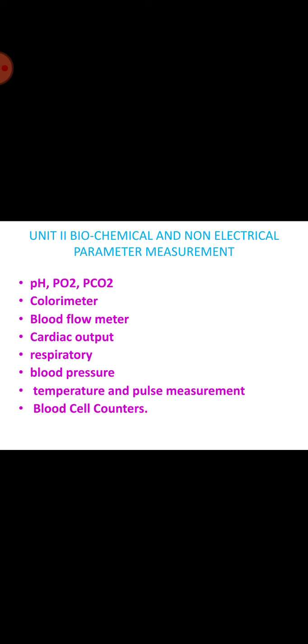Welcome to this module. In this module, we'll look into Unit 2 of Medical Electronics. Unit 2 deals with the measurements of pH, PO2 and PCO2. And then we'll be seeing calorimeter, blood flow meter, cardiac output measurement, respiratory measurement, blood pressure measurement, temperature and pulse measurement, and blood cell counters.